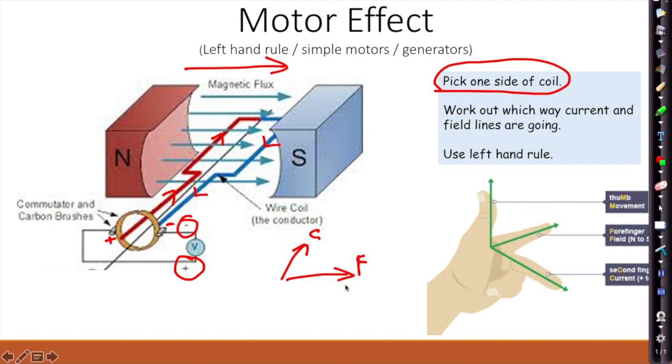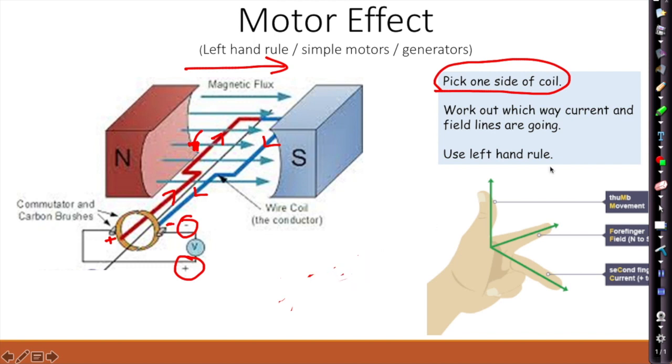But your index finger, showing the field lines, wants to be going that way. Now that should mean that your hand is upside down and you've got your thumb pointing downwards. So we can see that this side of the wire is going to feel a downward force. Now just because we can, we're going to show off with the other side and just quickly double check that. So get rid of this here.